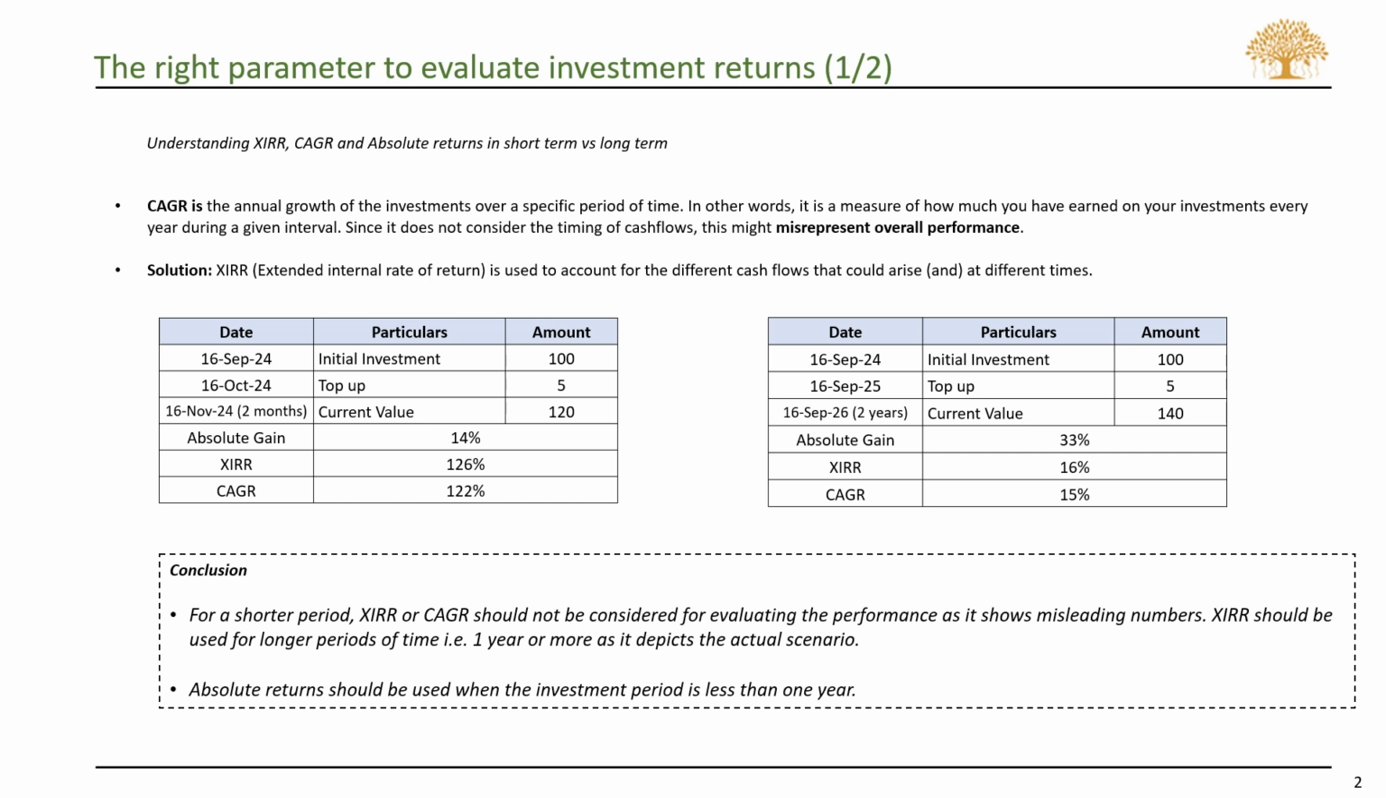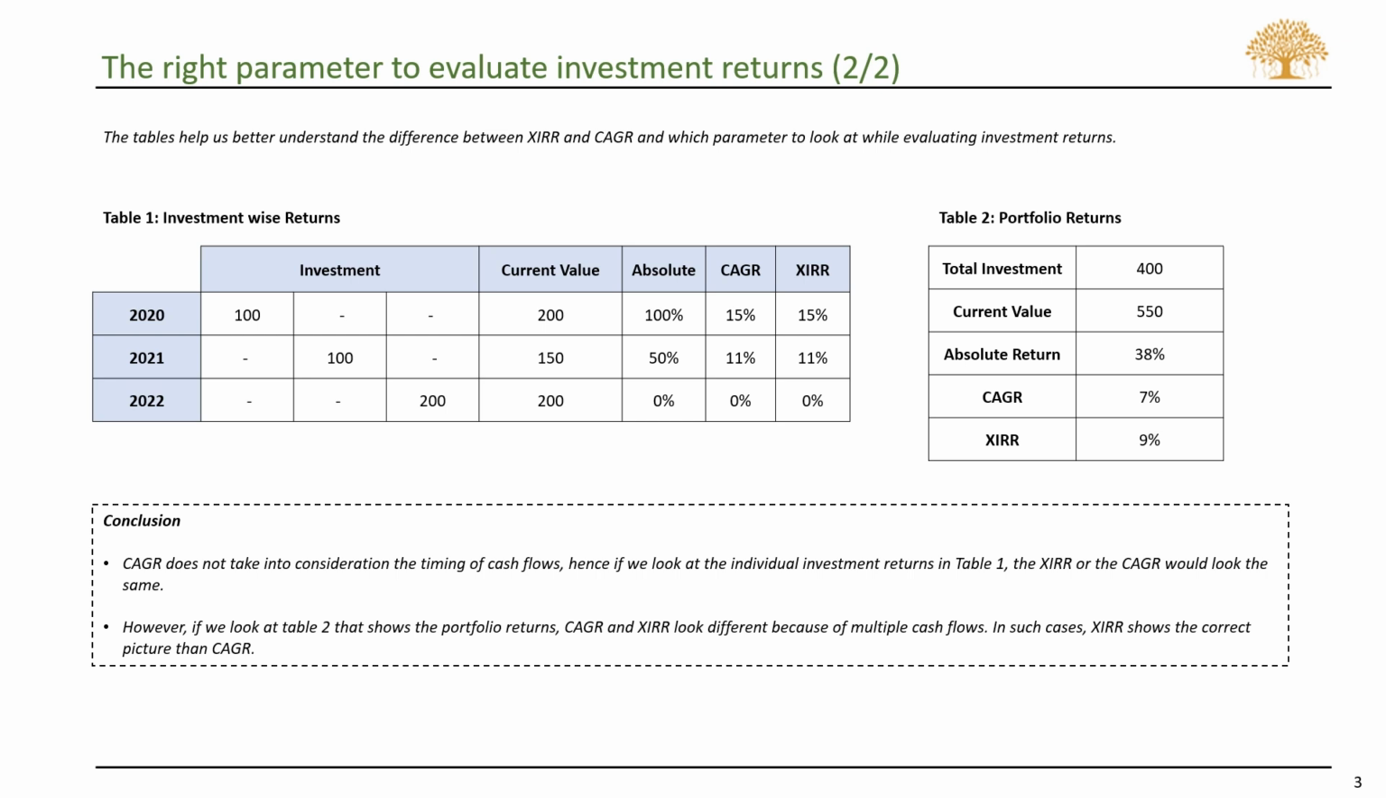So the conclusion over here is, for a shorter period of time, it is not right to use XIRR or CAGR to evaluate the investment returns. But if it is a longer period of time, XIRR or CAGR is a much better parameter to use than absolute gain. And for the shorter period of time, absolute returns should be used to evaluate the returns. We come to the conclusion that for a shorter time frame, that is for a period less than 1 year, we should check the absolute gain and not the XIRR or the CAGR.